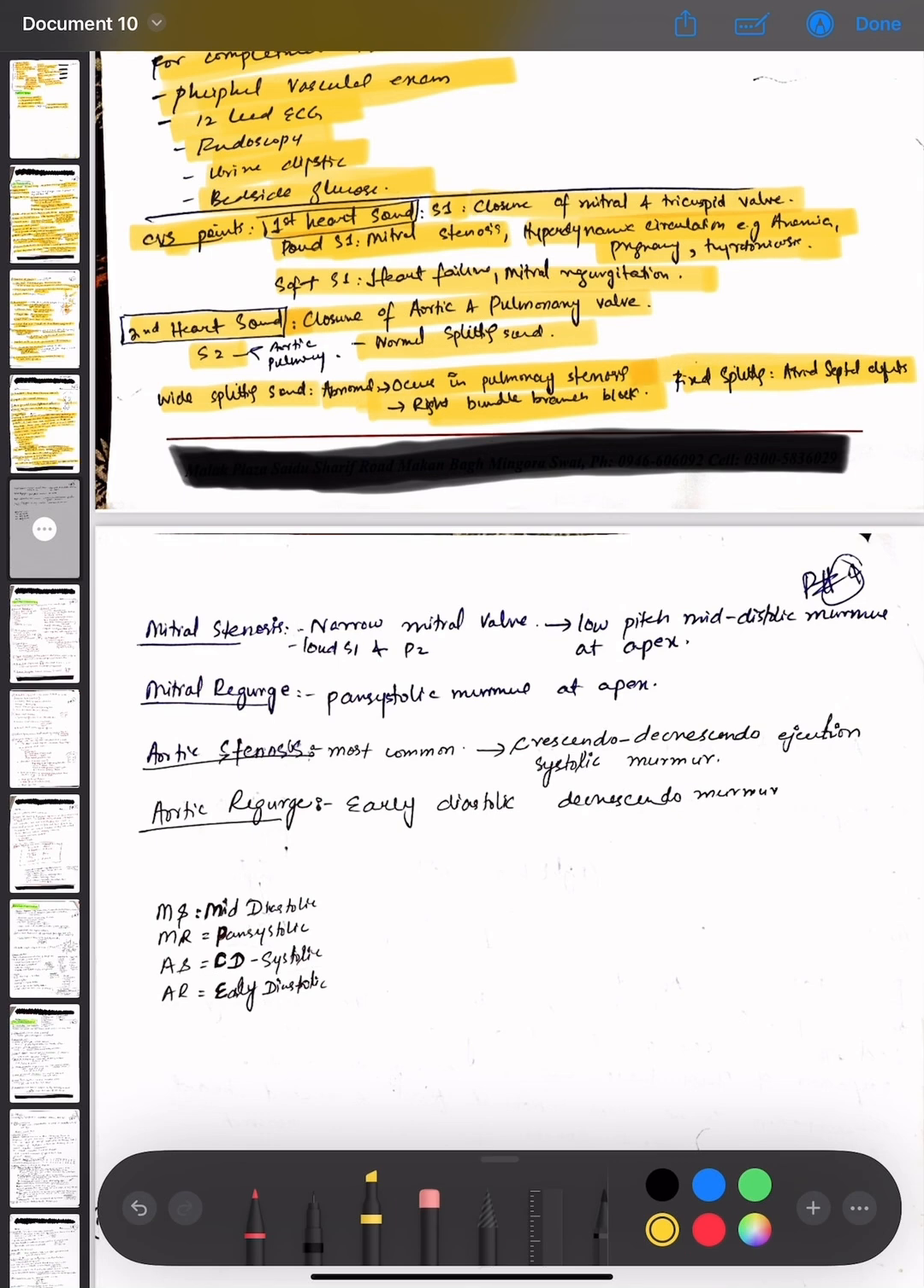Okay, now in mitral stenosis, narrow mitral valves are present, and there is loud S1 and P2. A low pitch mid-diastolic murmur at the apex is present. In mitral regurgitation, a pansystolic murmur at the apex is present. In aortic stenosis, which is the most common defect of the heart, a crescendo-decrescendo ejection systolic murmur is present. In aortic regurgitation, an early diastolic decrescendo murmur is present.